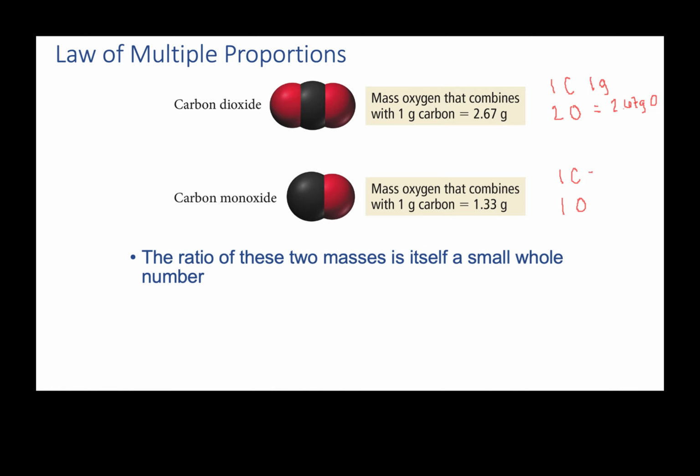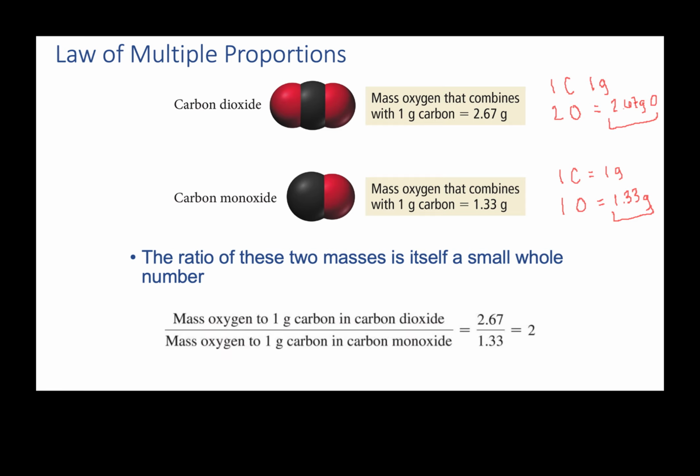In this next molecule, if we have 1 gram of carbon, then that is going to give us 1.33 grams of oxygen. So if we take the ratio between these two amounts of oxygen, notice that it is a 2-to-1 ratio.